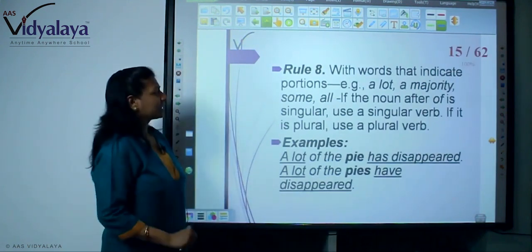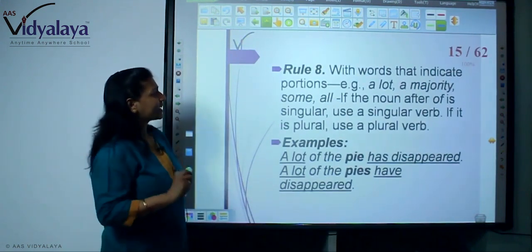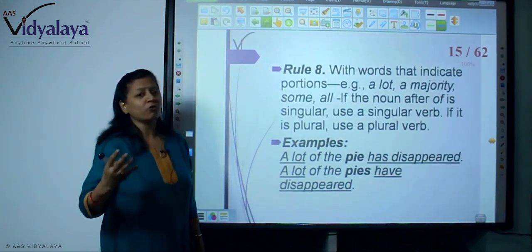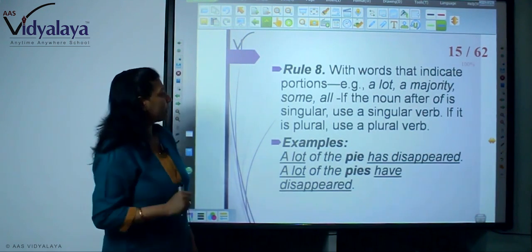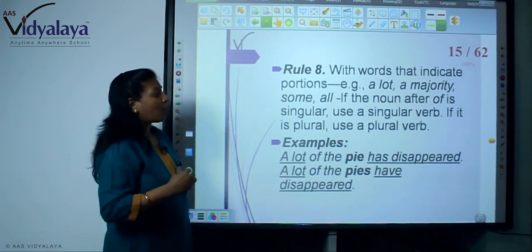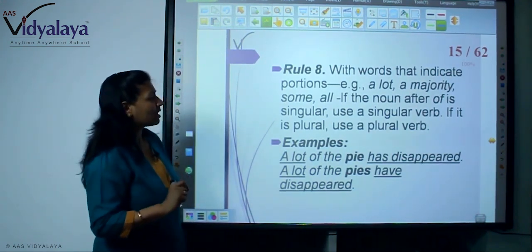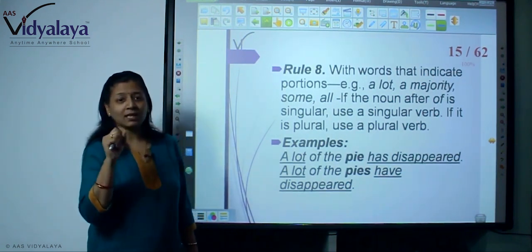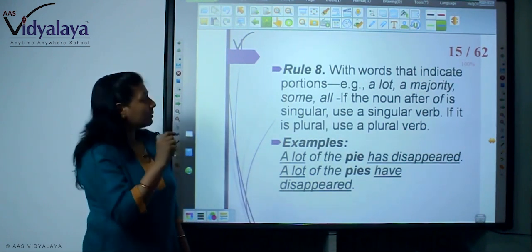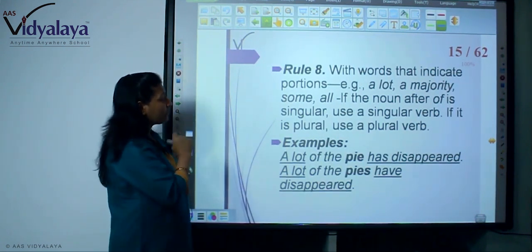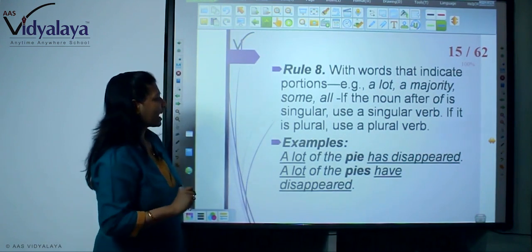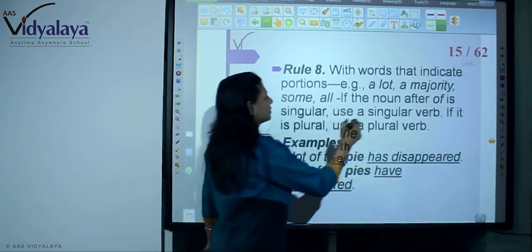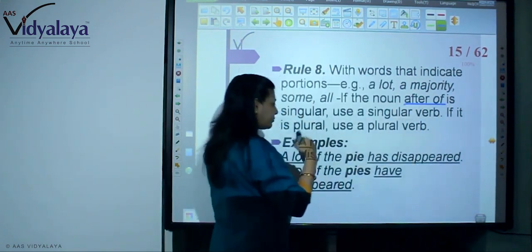Now rule number 8. With words that indicate portions, for example, a lot of water, majority of people, some of them, all of them, if the noun after "of" is singular, as I have told you how to find the subject, then use a singular verb. If it is plural, use a plural verb. Here it is after "of", not before "of".